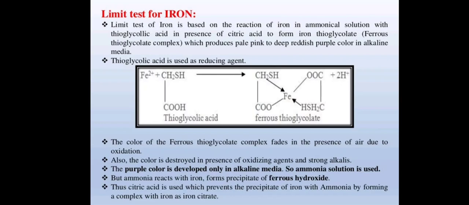So here the iron gets precipitated in the form of ferrous hydroxide or ferric hydroxide, depending upon the oxidation state of iron. In the presence of ammonia, citric acid forms a complex with iron and prevents the precipitation of iron with ammonia. The color produced is due to the formation of a ferrous compound with thioglycolic acid. The name of the compound is ferrous thioglycolate. So it is a coordination compound.